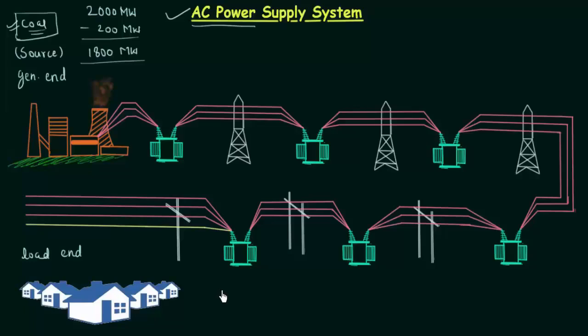So we are dealing with radioactive material, and from a safety point of view the nuclear power plant must be constructed away from the human population. So again we are required to transmit the AC power over a long distance.